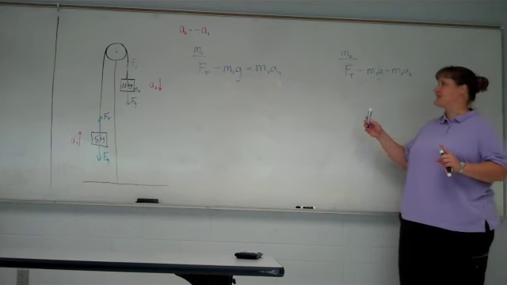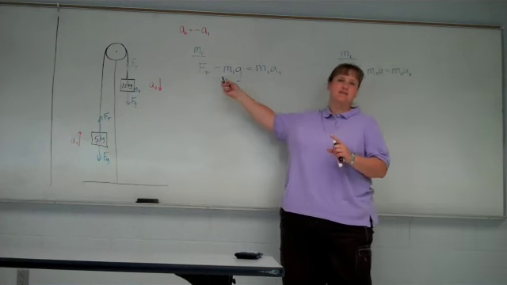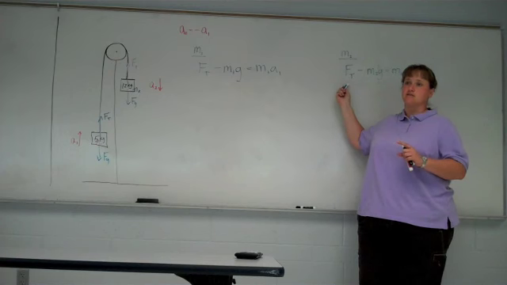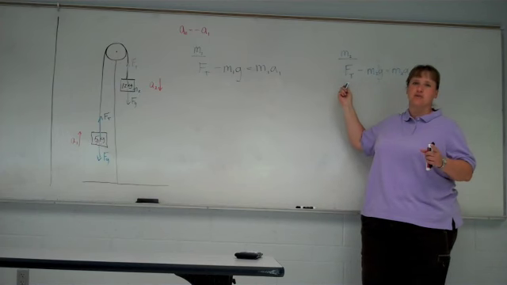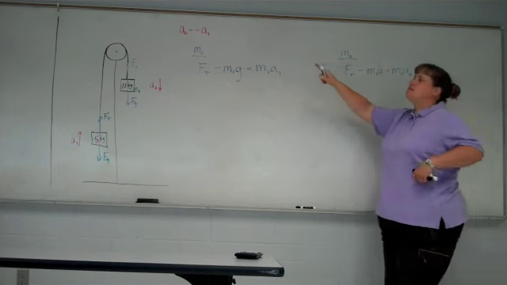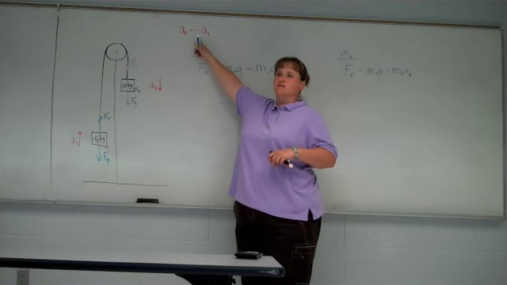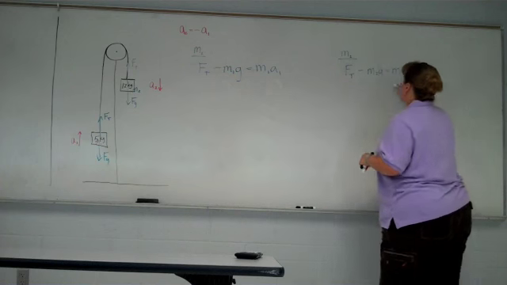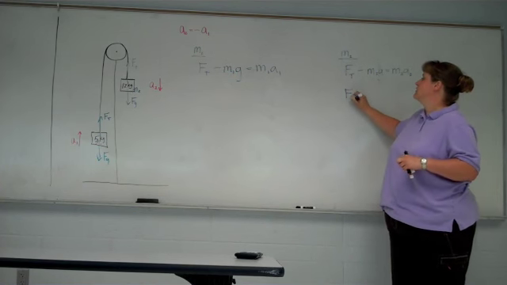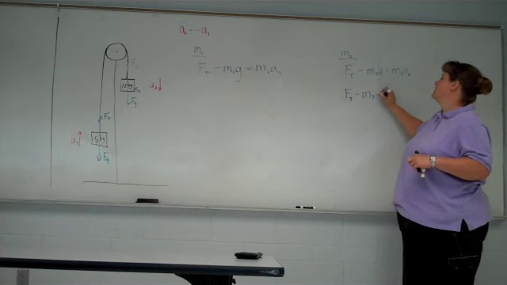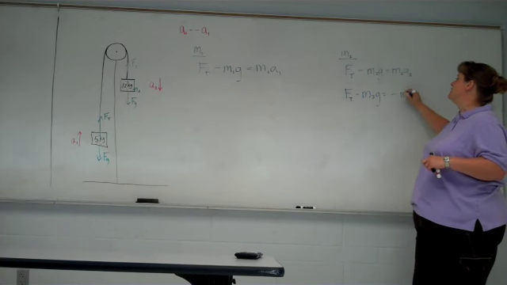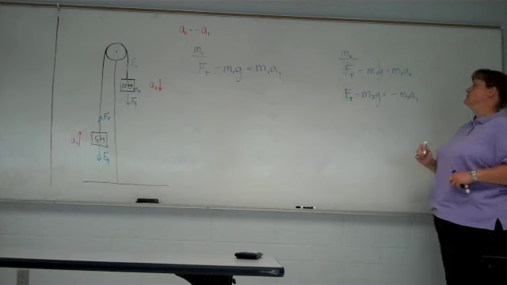Now, as I just said, the force of tension is the same for both of them. They have the same force of tension because we're not looking at the pulleys rotating. But we already said a2 is equal to negative a1. So let's put that in over here. In place of a2, let's put in negative a1. So we're going to get negative m2a1.